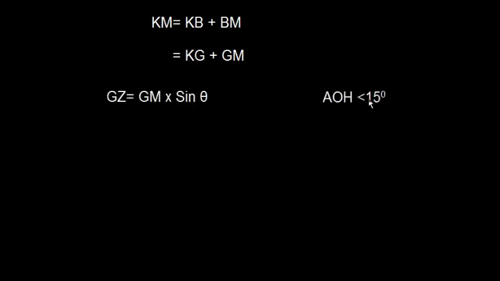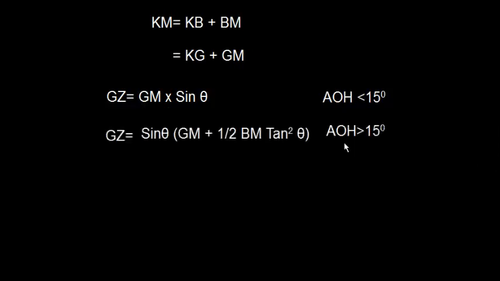Well, if the angle of heel is less than 15 degrees, this Gz is given by the formula Gz is equal to Gm into sine theta. However, if the angle of heel is more than 15 degrees, it is given by this formula, Gz is equal to sine theta times Gm plus half Bm tan square theta, and this is called the wall-sided formula.